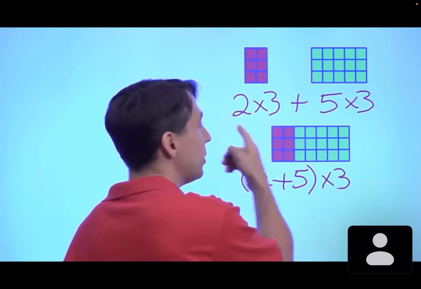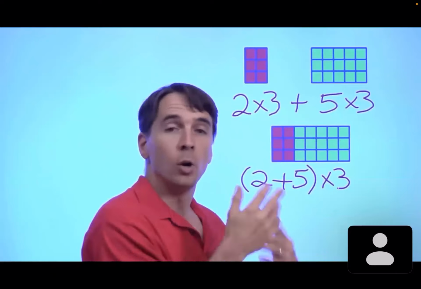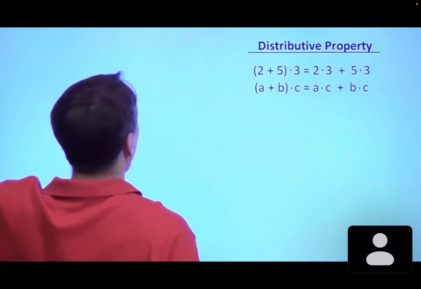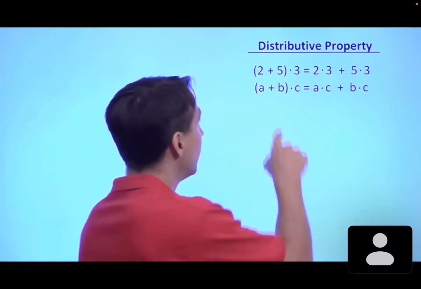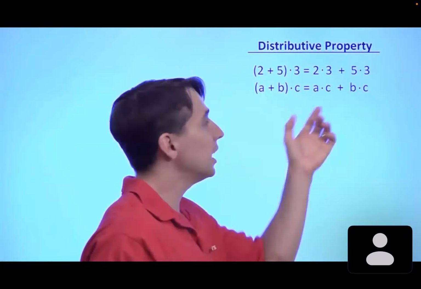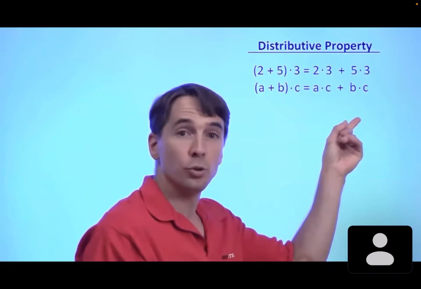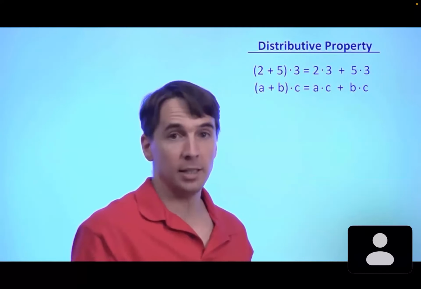Now, there's nothing special about 2, 3, and 5 here. We can do the same thing with any 3 numbers. And that's the distributive property. Instead of 2, 3, and 5, I just write this down with A, B, and C. The distributive property tells us that this is always true for any numbers A, B, and C.